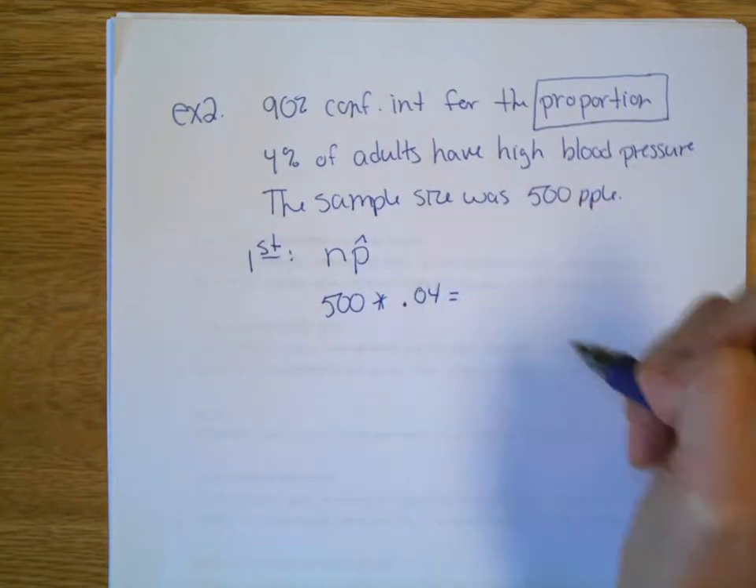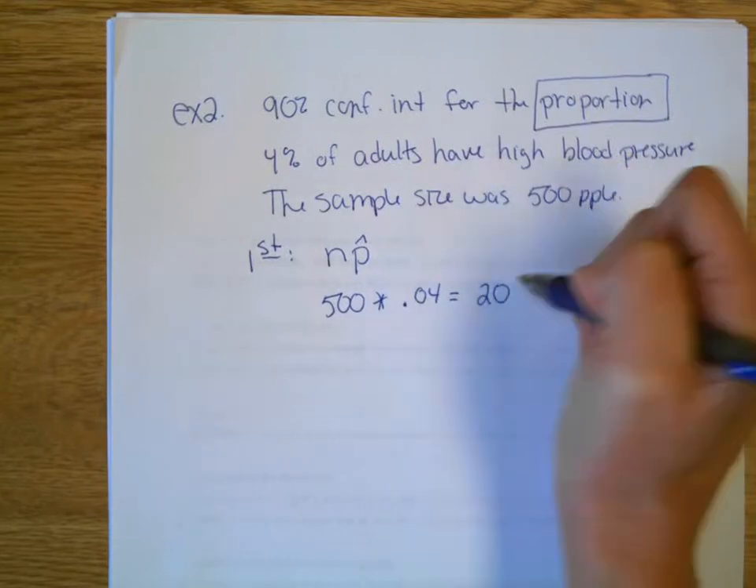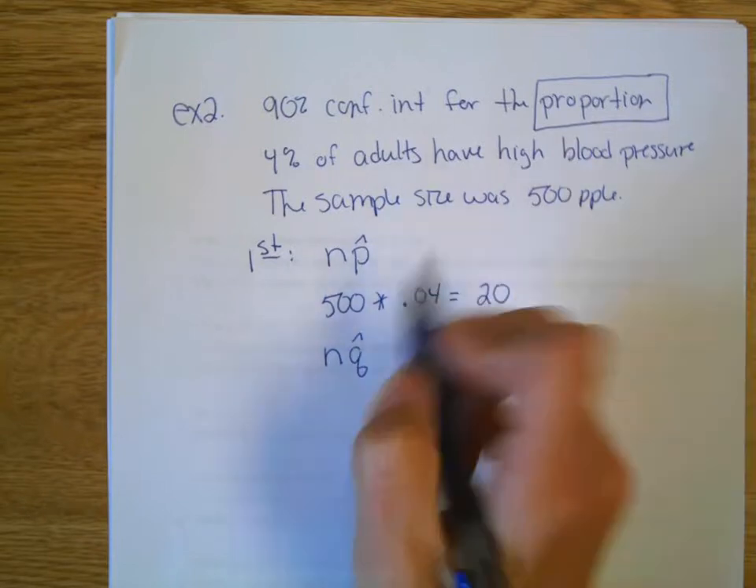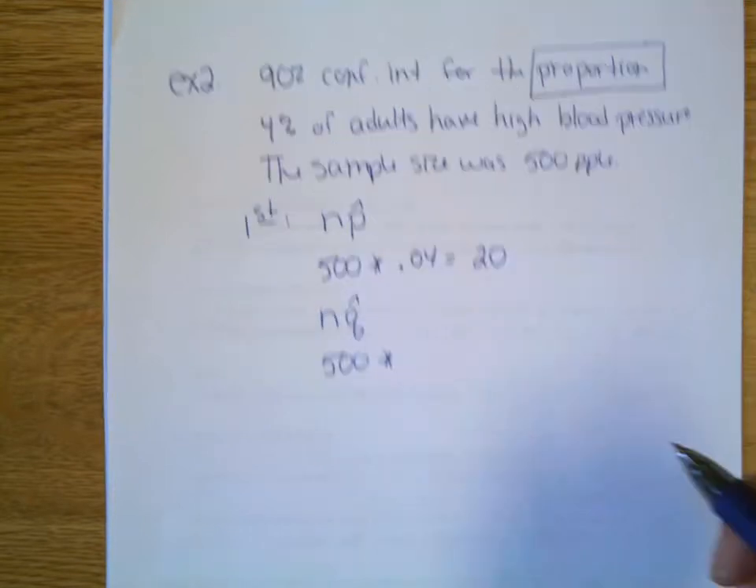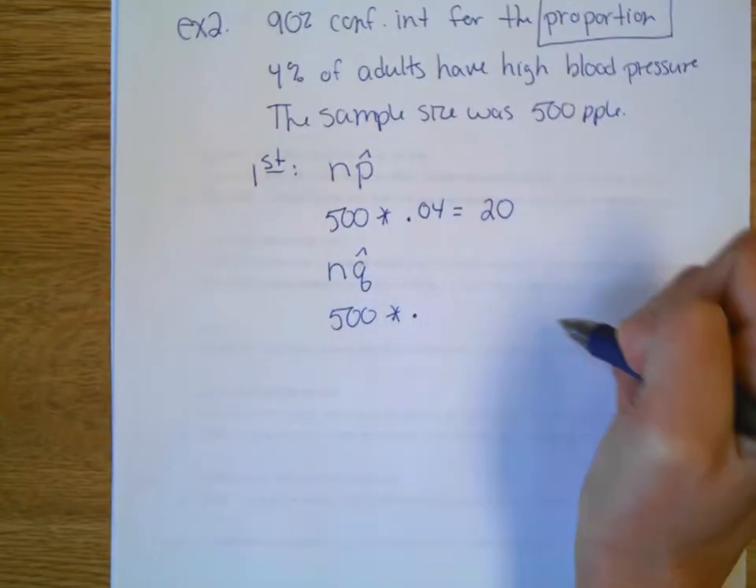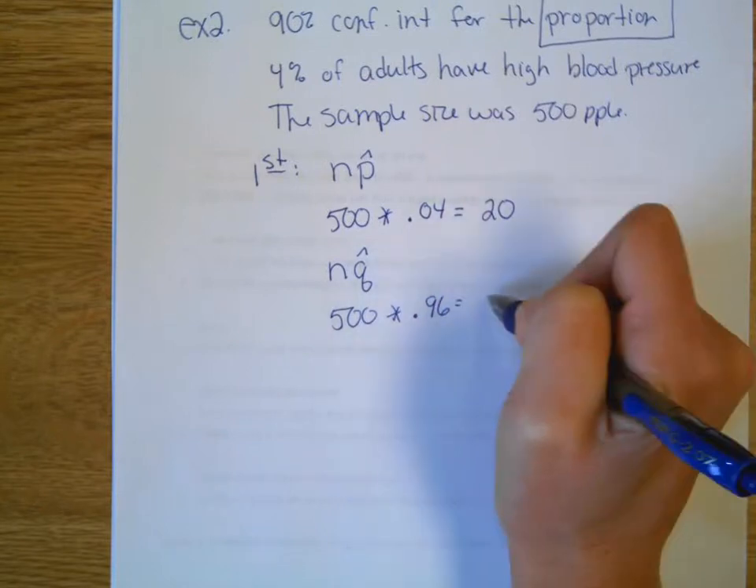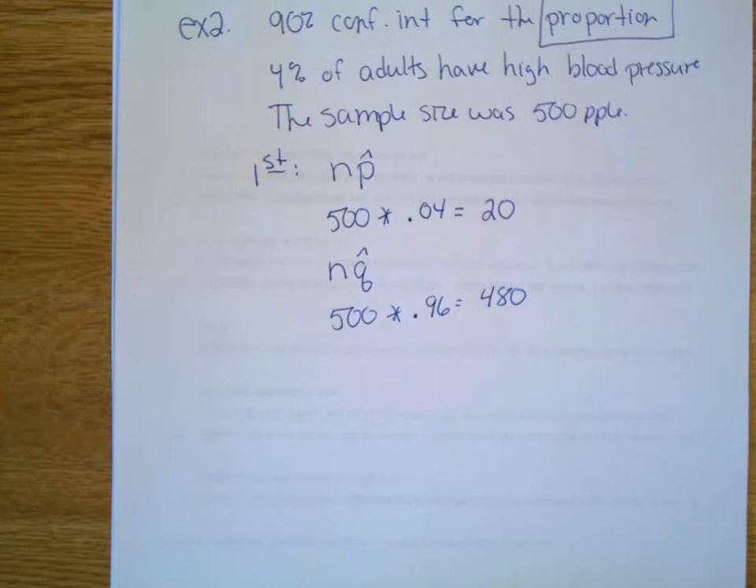So how many had high blood pressure? 20. And then N times q hat is 500 times, what percent don't have high blood pressure? 96%. That must be 480. So we are good to go.